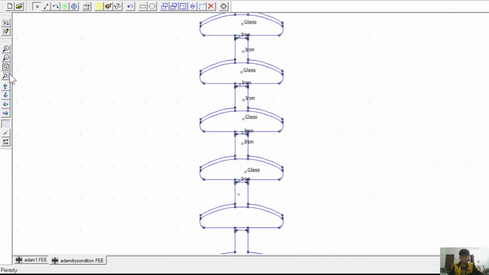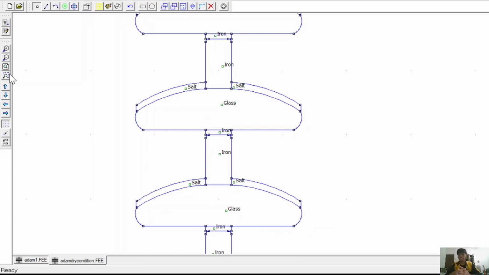As you can see, our dry condition has a salt on our top insulators. When the transmission lines are near the sea, of course the transmission line will have salt on the top of the glass.